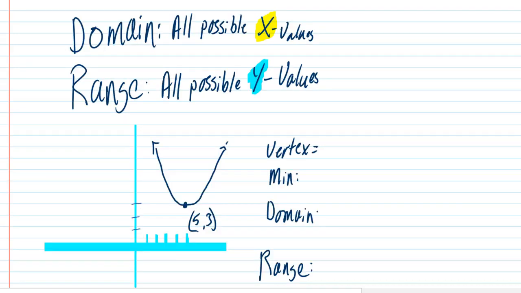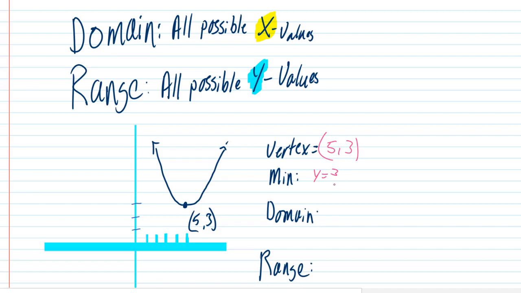Alright, finally the domain and range. They should sound vaguely familiar. Domain are all possible x values, and the range are all possible y values. When doing this, always find the vertex first. The vertex here is given to us at (5, 3). That means we're going to have a minimum value at y is equal to 3.